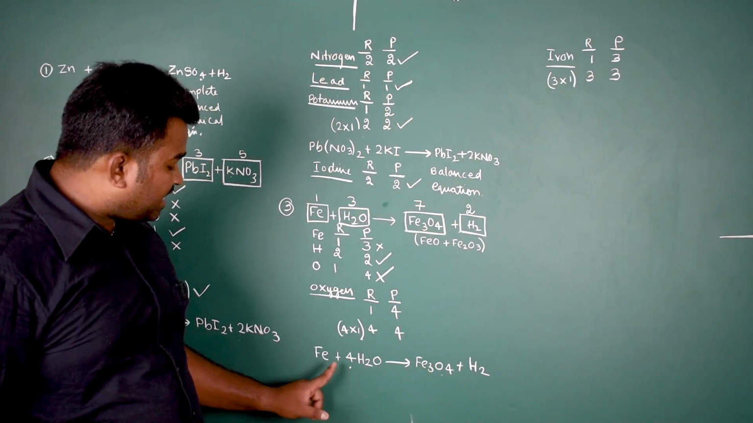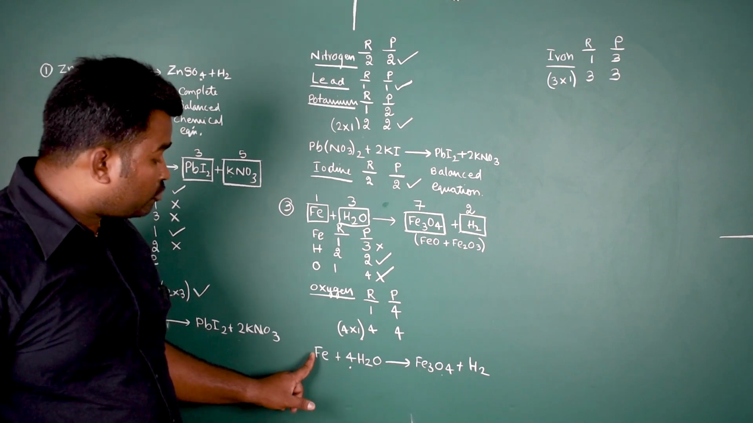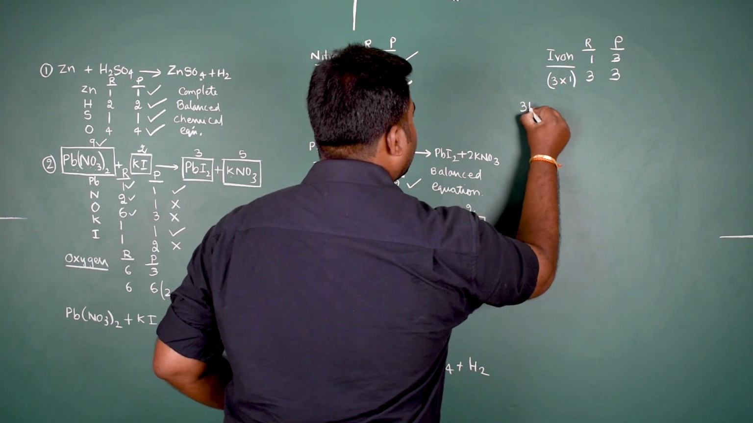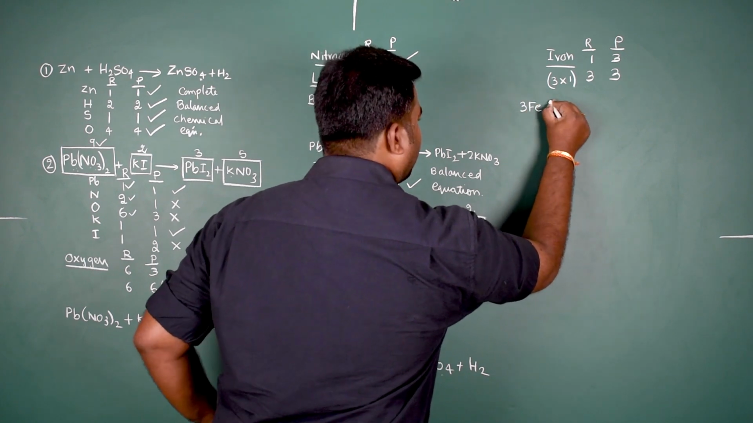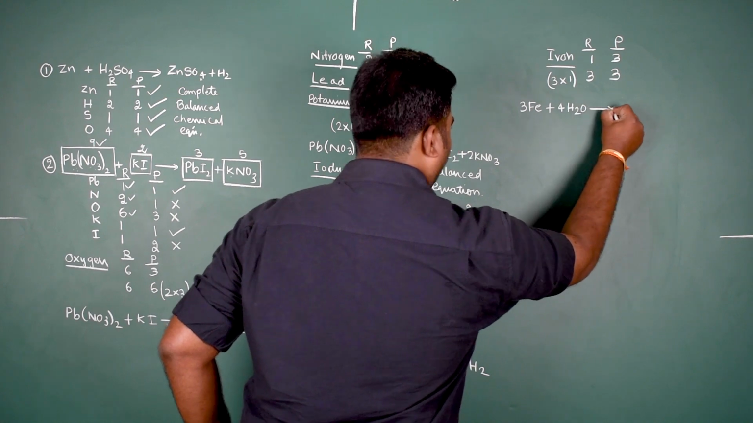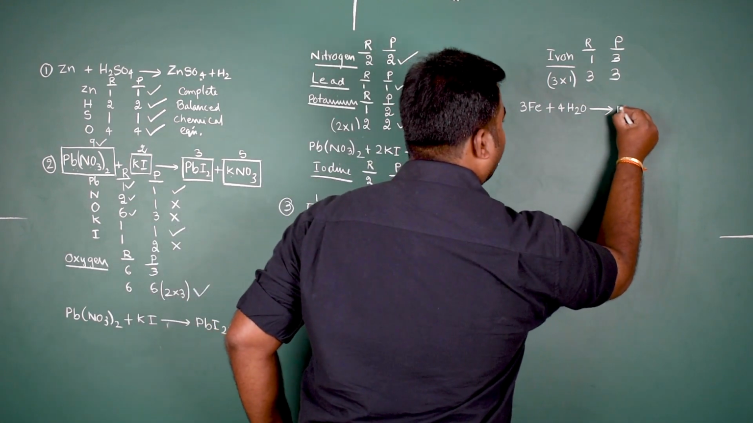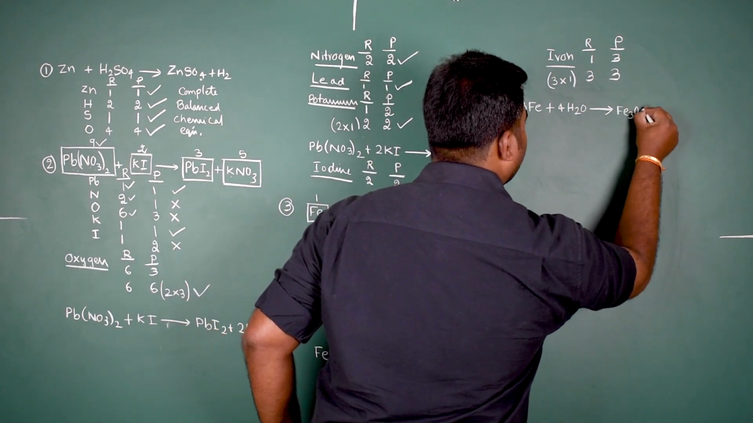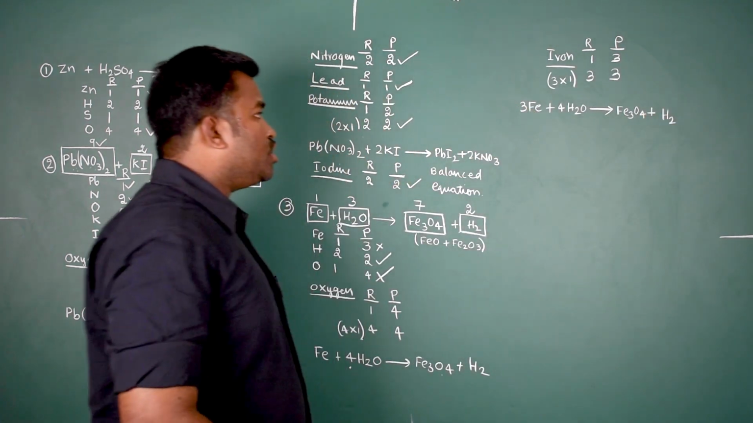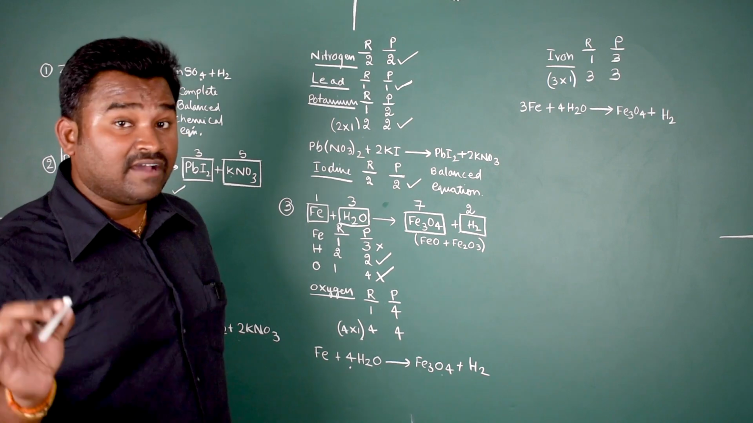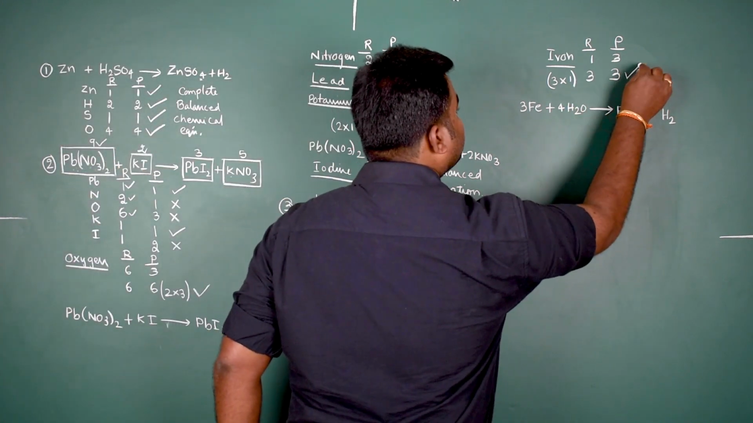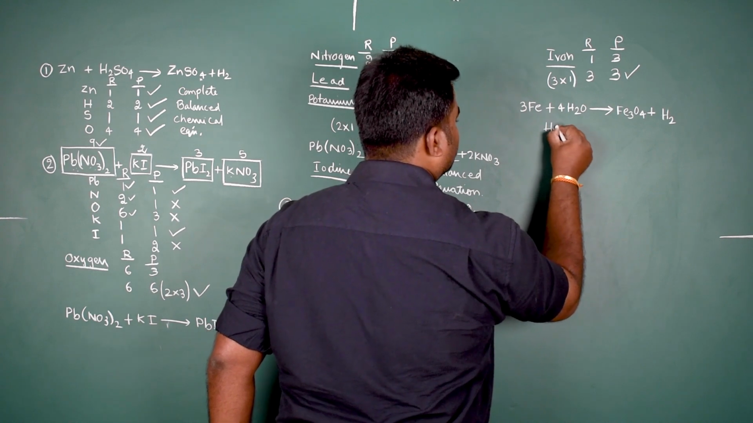So in the reactant side only 1 ion is present. So I have to make it 3. So my new equation will be 3Fe plus 4H2O will result in the formation of Fe3O4 plus H2. This is my new equation. Now what is left to balance? We have balanced oxygens, ions, and how about hydrogen?